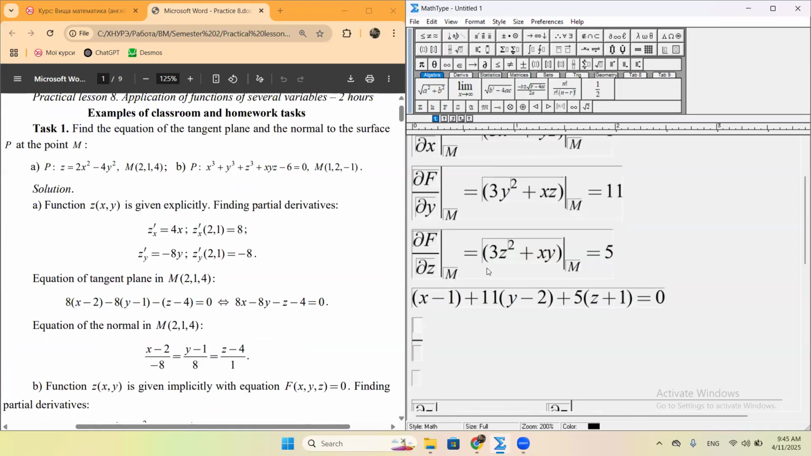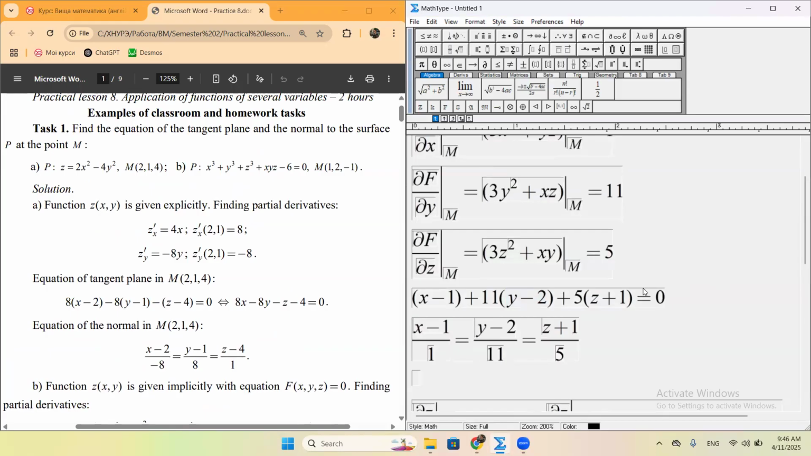And what about the normal? So x minus 1 over 1 equals y minus 2 over 11 and equals z plus 1 over 5. So that's it. Any questions about this exercise?